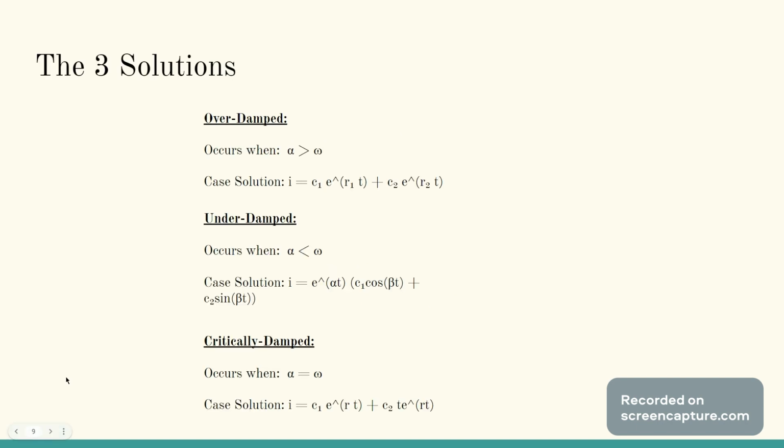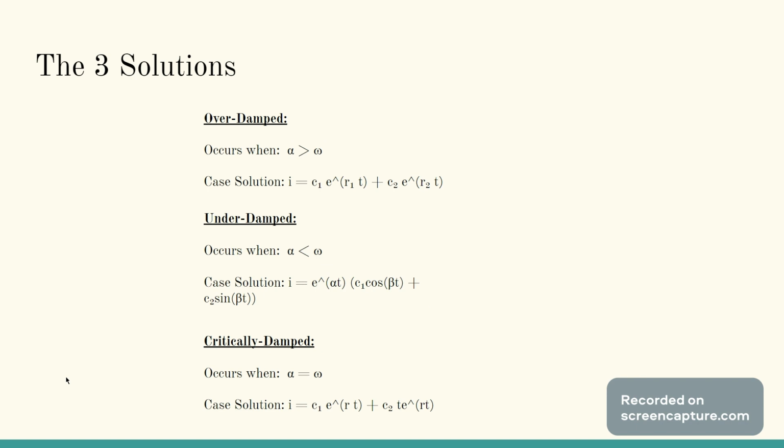You can see the three cases here along with their case solutions. And when an equation is overdamped, it means that the damping force is greater than the resonance of the circuit. So the circuit will oscillate at a slower rate or not at all, which will cause the voltage to decay at an exponential rate to the steady state value. The solutions to the overdamped equations are all unique real roots.